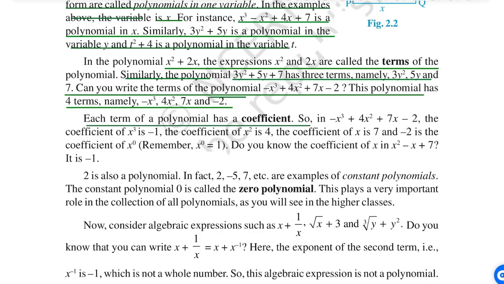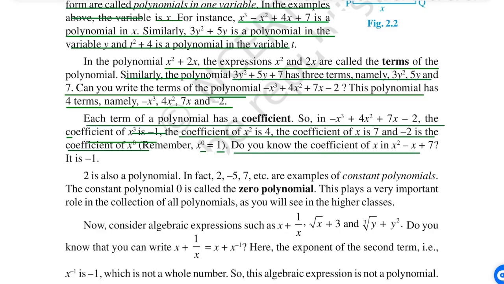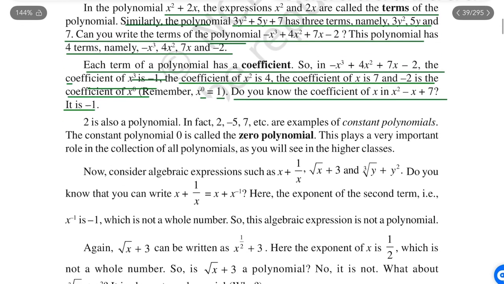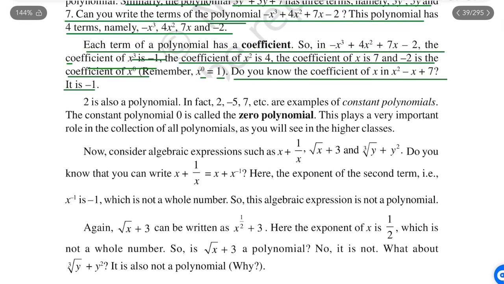Each term of a polynomial has a coefficient. So in −x³ + 4x² + 7x − 2, the coefficient of x³ is −1, the coefficient of x² is 4, the coefficient of x is 7 and −2 is the coefficient of x to the power 0. Remember, x to the power 0 is always equal to 1. Do you know the coefficient of x in x² − x + 7? It is −1.